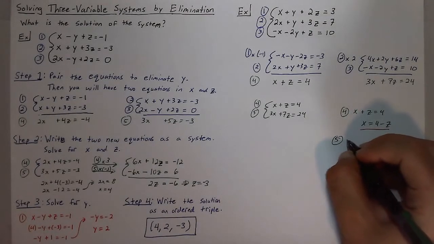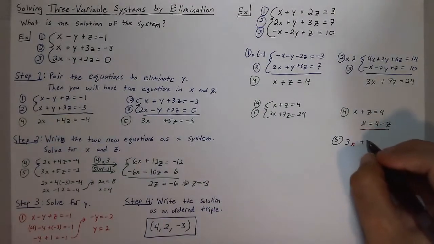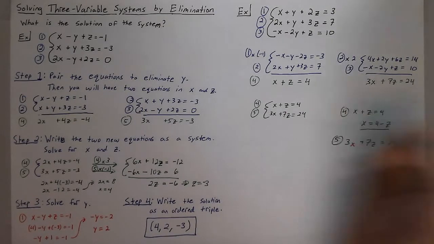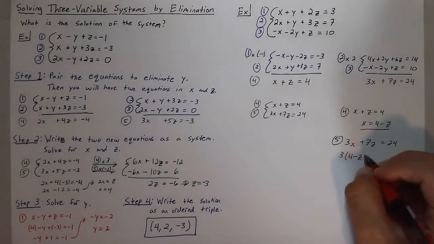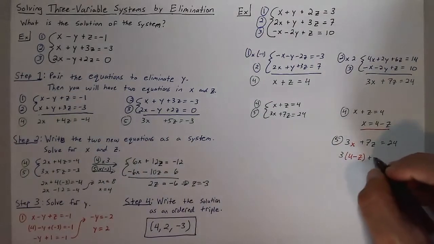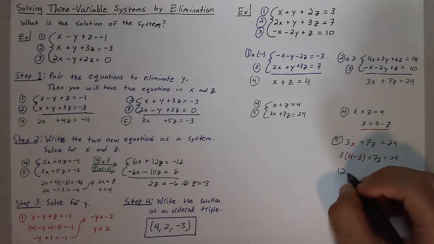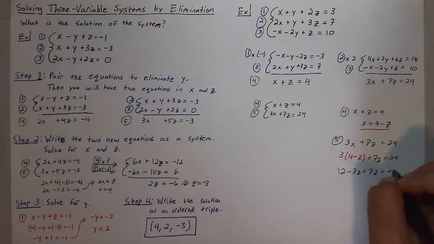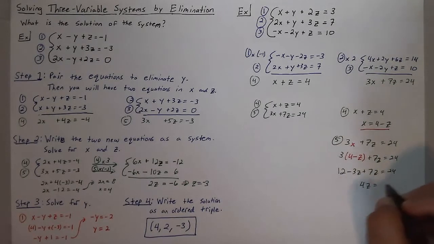which will be 3x plus 7z is equal to 24. So this now will be 3 times 4 minus z plus 7z is equal to 24. Distribute the 3. We have 12 minus 3z plus 7z is equal to 24. Subtract 12. Add the z's together. We get 4z is equal to 12. Divide by 4. We get z is equal to 3.